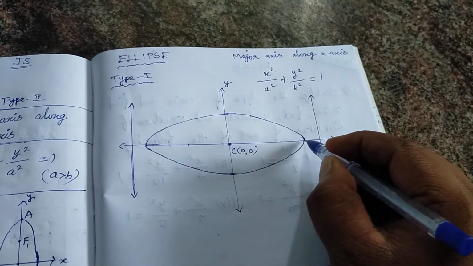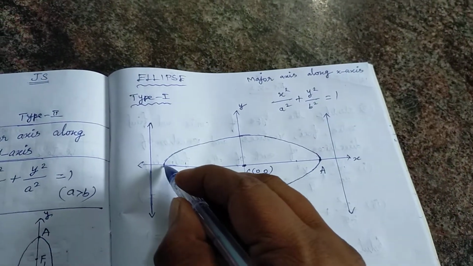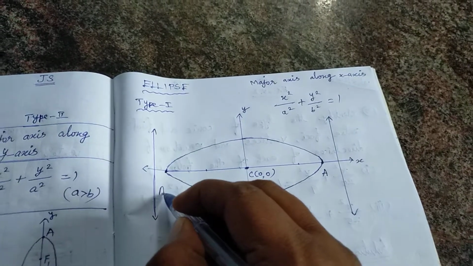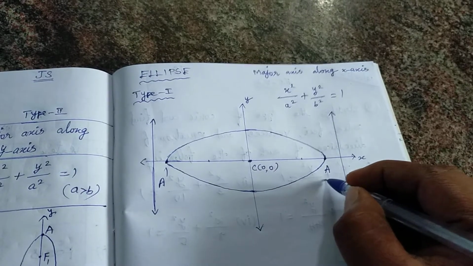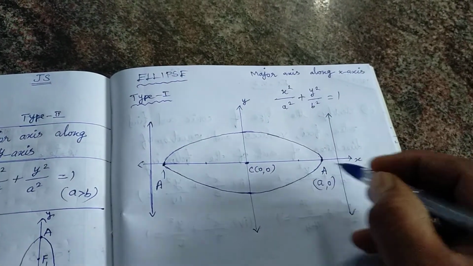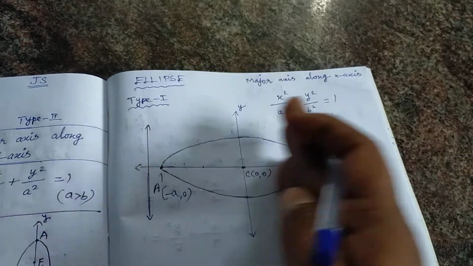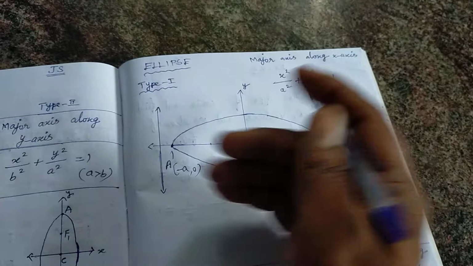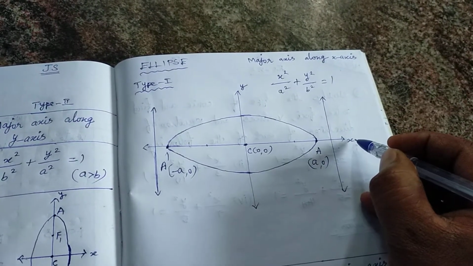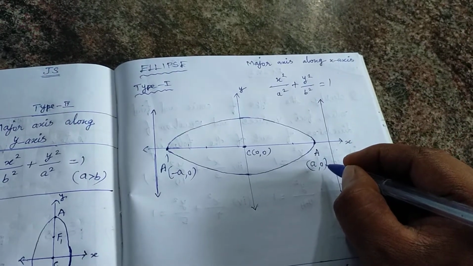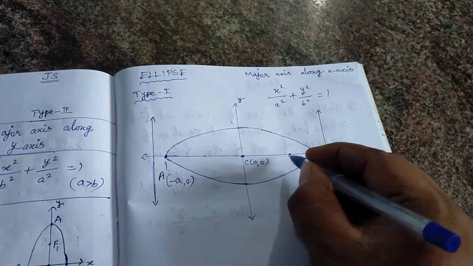Next point, vertices. There are two vertices in the ellipse, A dash. A point is a comma 0. A dash point is minus a comma 0. This is the positive side, this is the negative side. So we write the point on the x-axis, so that the y value is 0. Clear children?